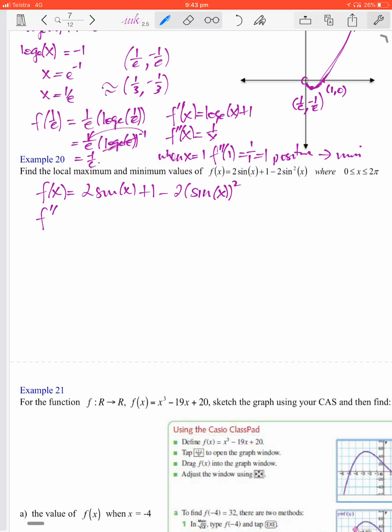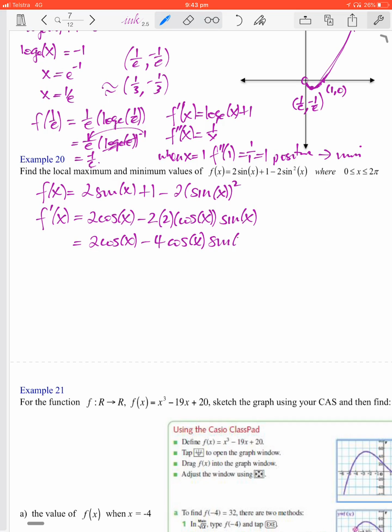So f dash of x is, when I derive sine, I get cos, so I'll get 2 cos x. When we derive 1, we get nothing. When we derive, we've got negative 2. When we derive sine x all squared, we bring our 2 down to the front. We multiply it by the derivative of the bracket, so the derivative of sine x is cos x. Then we multiply it by the bracket, sine x. So we get 2 cos x minus 4 cos x sine x.